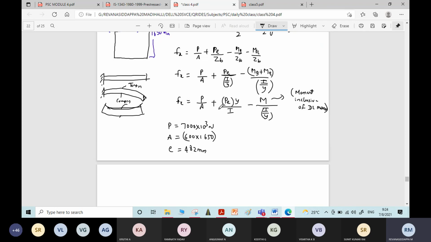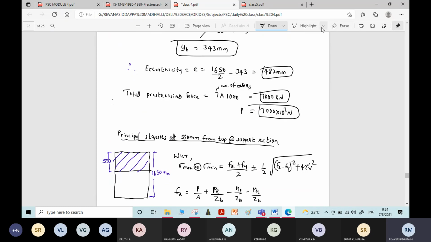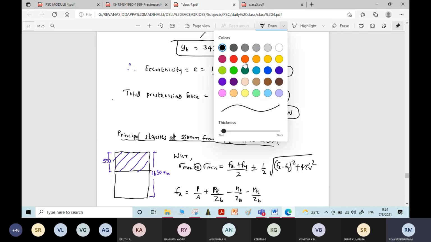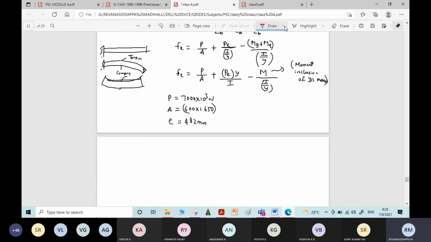Then Y, okay, Y is the distance of centroid from the reference axis. Here it is asked to find principal stresses at a distance of 550 mm from the top. Therefore, the Y bar distance of centroid becomes how much? Y is equal to 550 divided by 2 is equal to 275 mm. Okay, below you write the same calculation. Y is equal to 550 divided by 2 is equal to 275 mm. Refer figure.